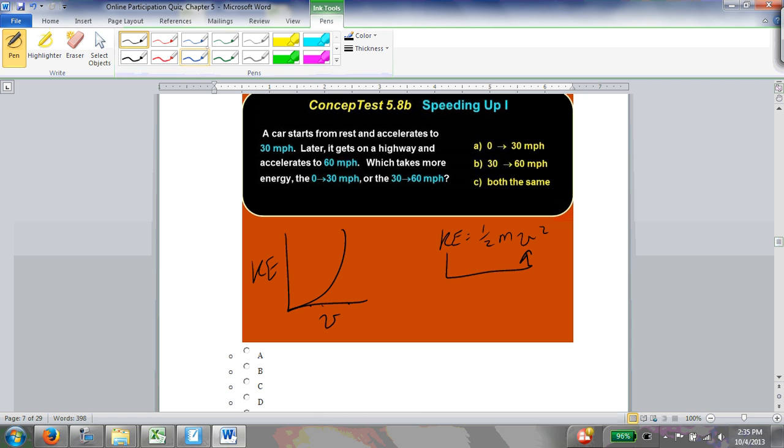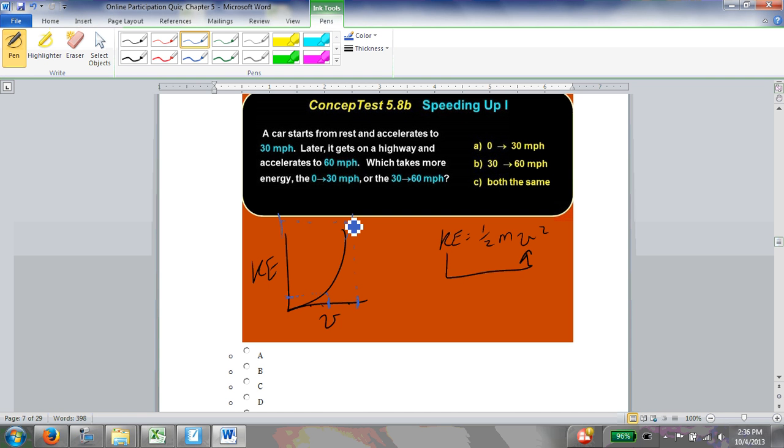So let's say that I go from 0 to 30. Say the blue mark there is 30. I require this much energy to get up to 30 miles an hour. However, to get up to 60 miles an hour, I require a lot more energy. So as you speed up, your car just requires more energy to keep going faster and faster. The higher speeds get increasingly more difficult to maintain.